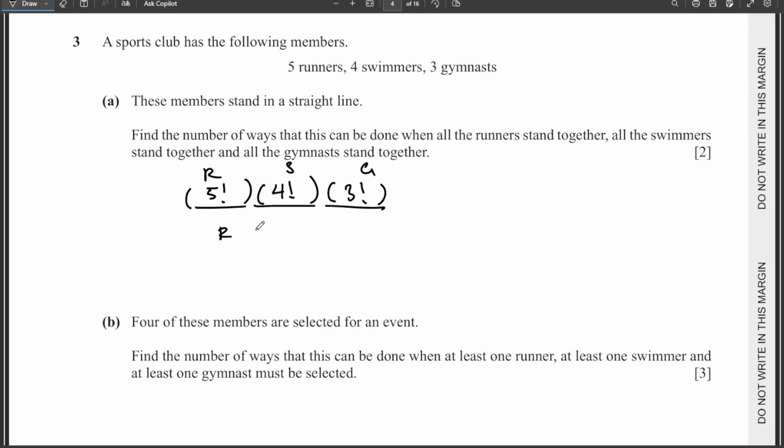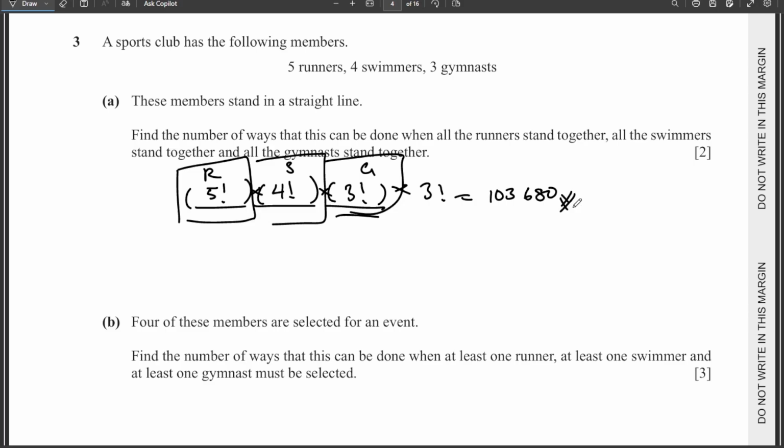Like the runners can be first, then the gymnasts can be second, and the swimmers can be third. So we can consider all of these 3 groups as one single item also. These 3 items can be rearranged where the order matters, so we need to multiply another 3 factorial to account for that. So all this we multiply. After you multiply, you should be able to get 103,680.